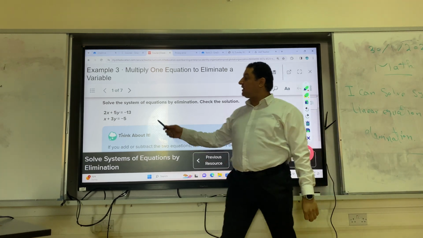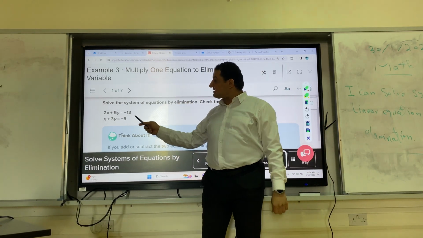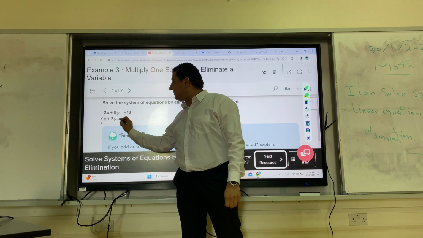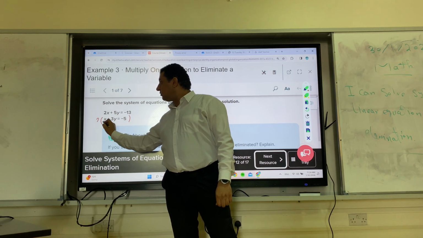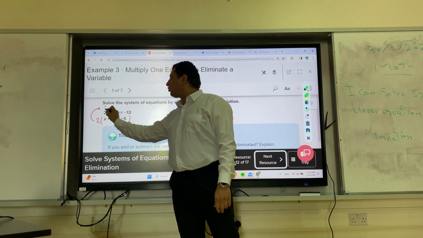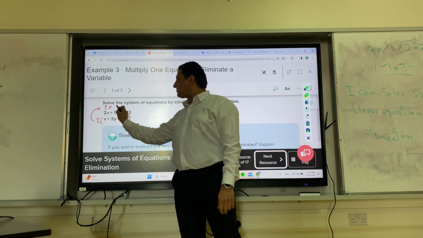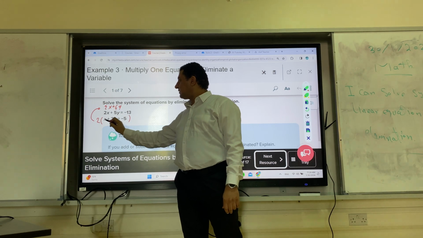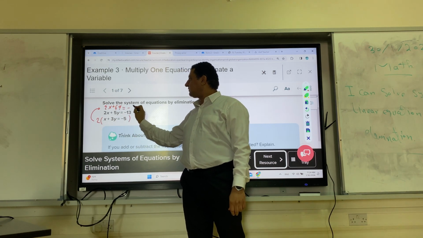That's a good idea. He says, what if I multiply the second equation by 2? Only the second equation by 2. Then I will get the second equation up here. It will be 2x, 6y, negative 10. So basically combine them.